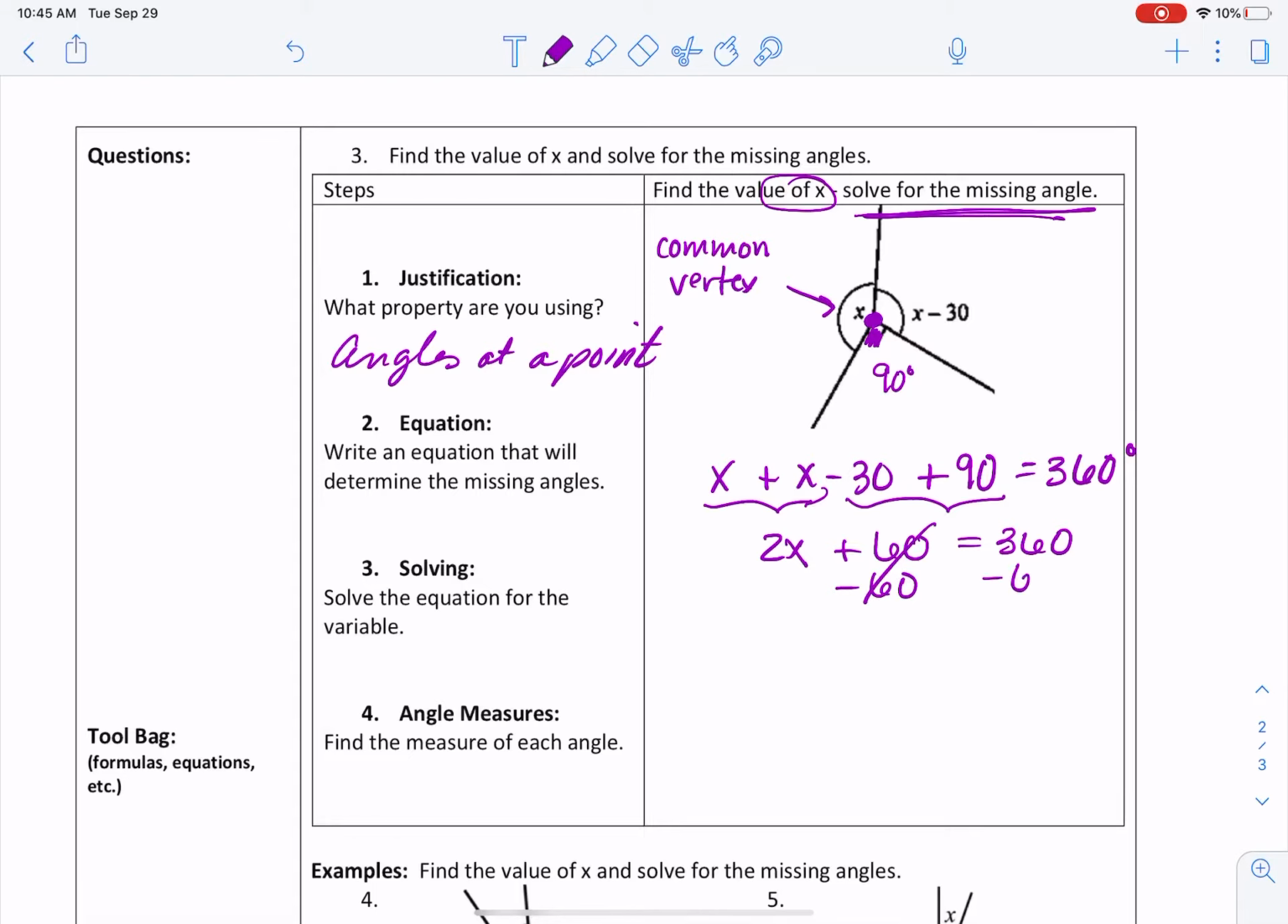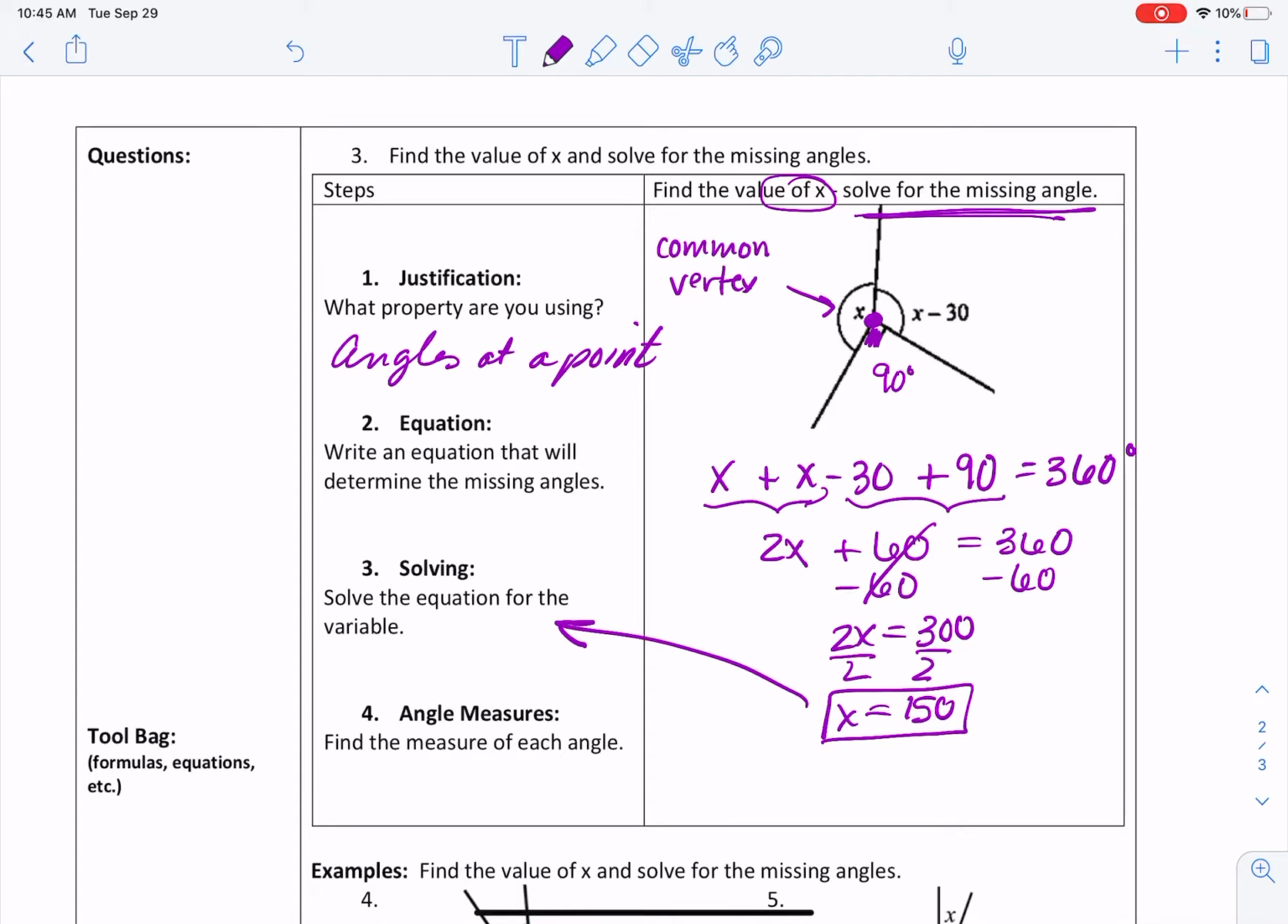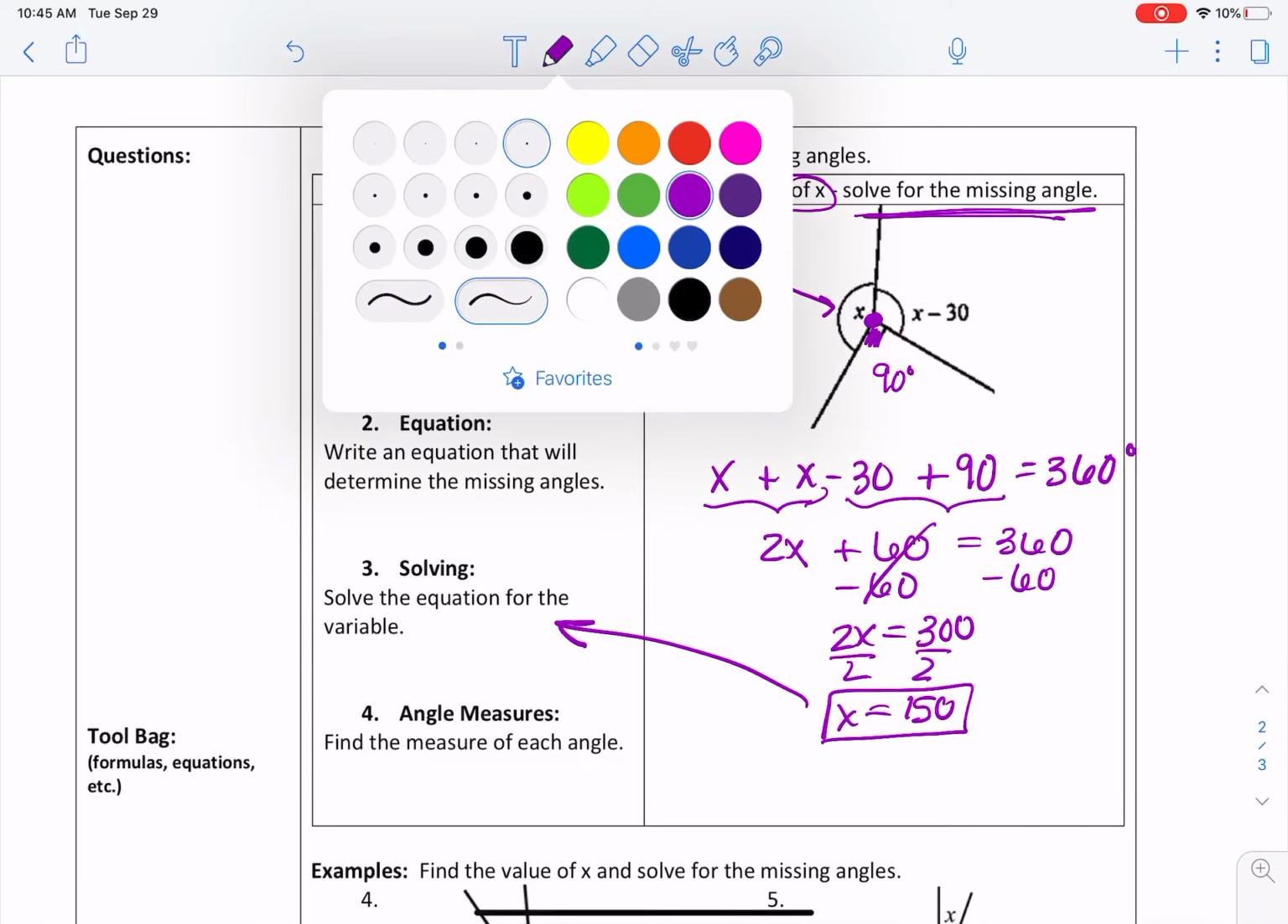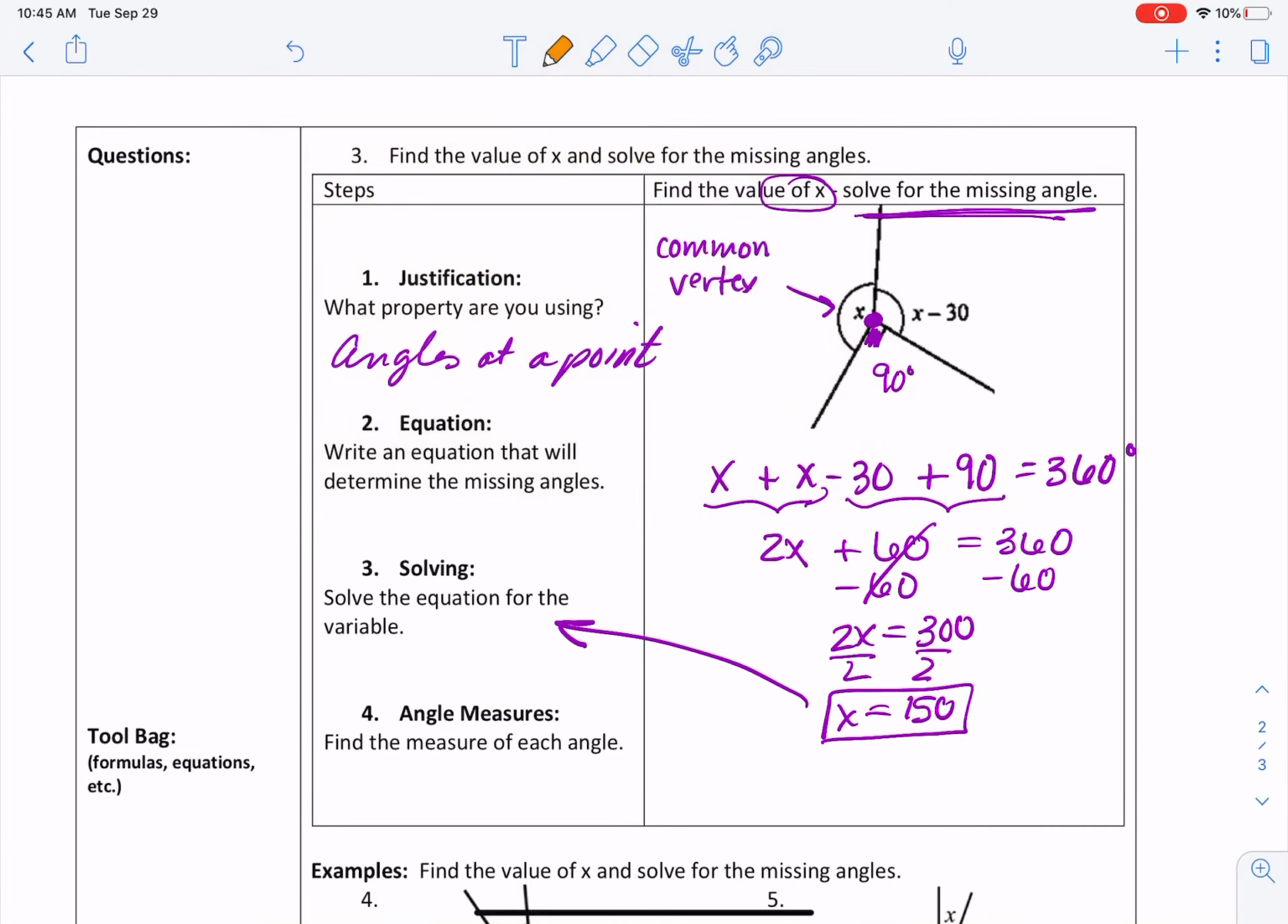Subtract 60 from both sides. 2x equals 300, divide, x equals 150. So that's solving for x. We're not done though. We have to do one more piece. So x is 150, so we've done that.